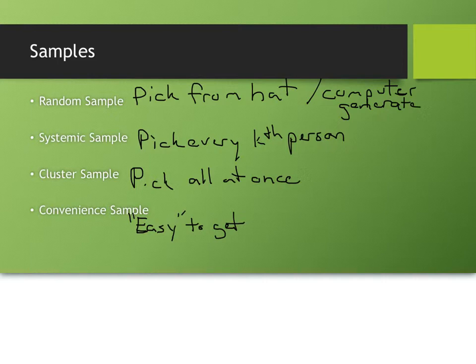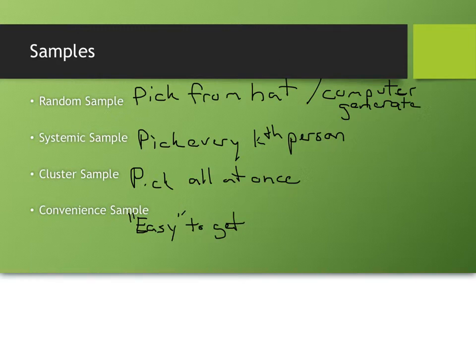Well, the fact that they were your friends means that it was easy to get. Okay? And it was convenient for you. And it pretty much also guarantees that it's not going to be a very good sample. If it's easy to get, if it's just your friends, then most likely they're not going to have the exact same demographic makeup as the population at large.